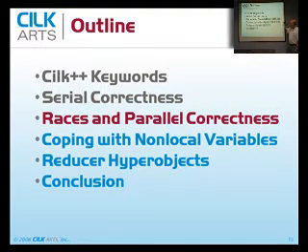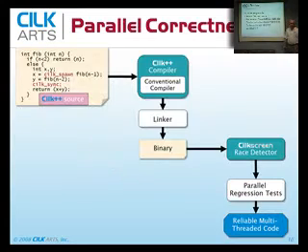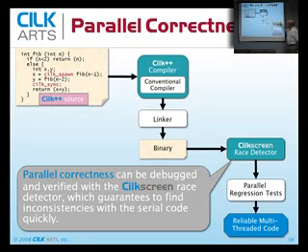So let's now dive in and talk a little bit about this issue of races and reliability, because this has to do with parallel correctness. So parallel correctness, as I mentioned, you can test using the Cilk screen race detector. The idea is you produce your binary as before, and what you do now is run it with regression tests through the race detector.